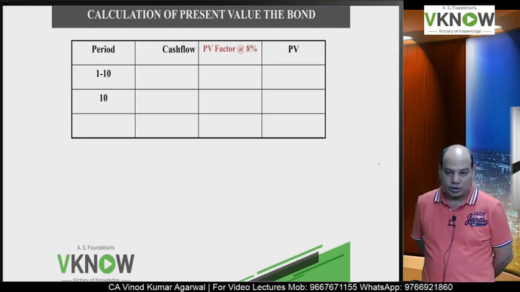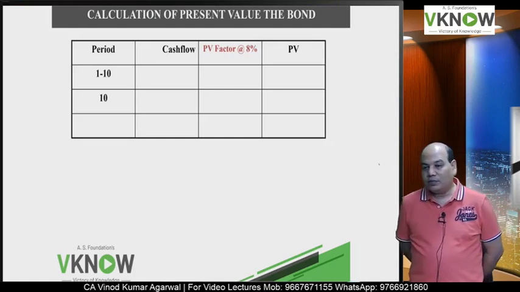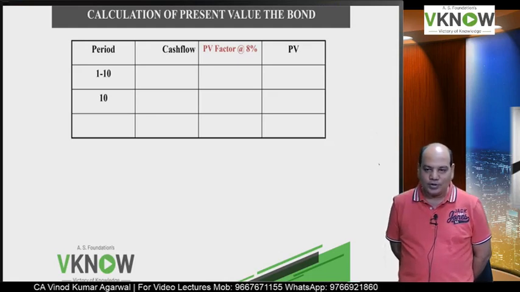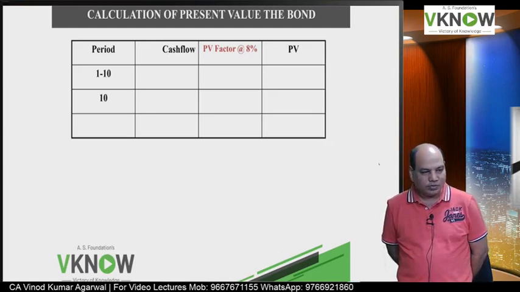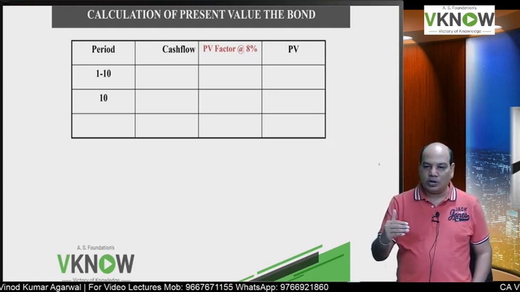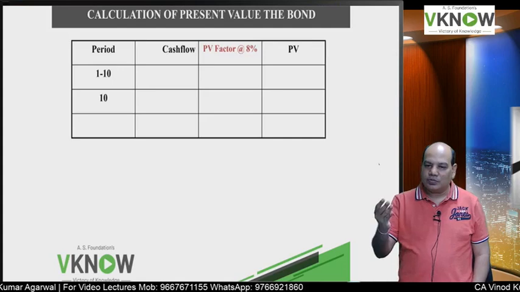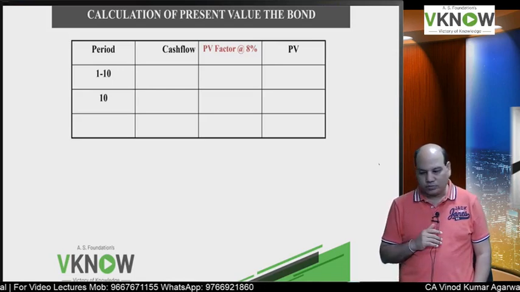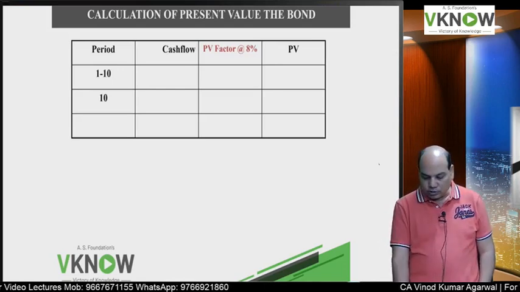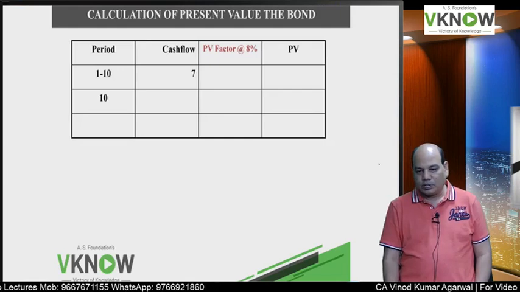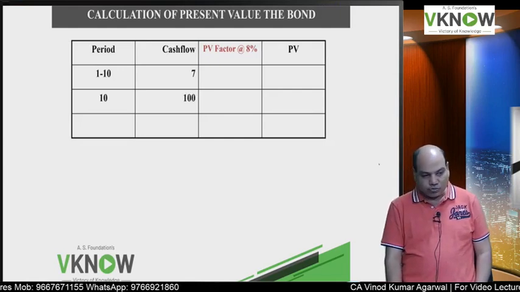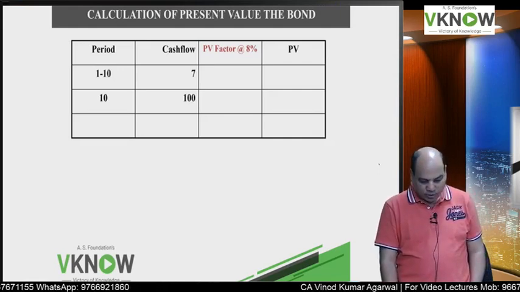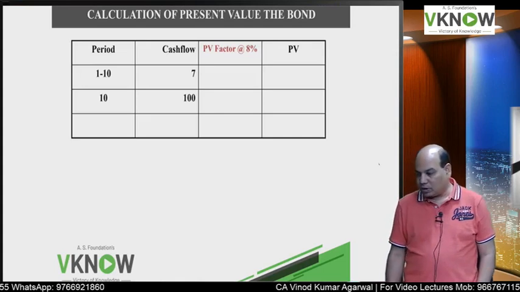10 times you will receive coupon. And after the 10th half year, you will receive the redemption value. So every calculation, everything will be based on 10 half years, 7% coupon rate, 8% required return. Solve. Cash flow will be 7 rupees, 7% of 100, and redemption will be at par, 100 rupees. Okay. So students will now give me the PV factor at 8% for 10 periods.